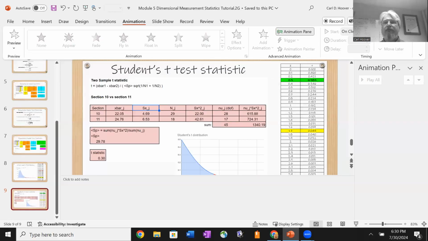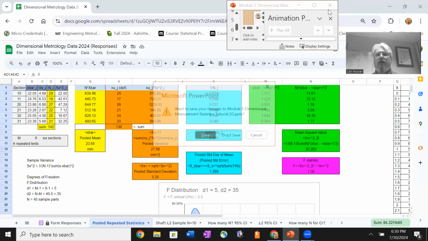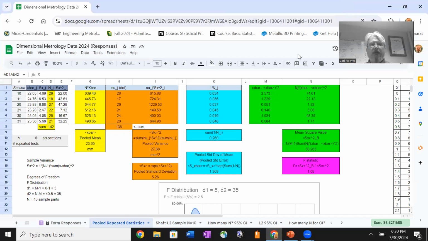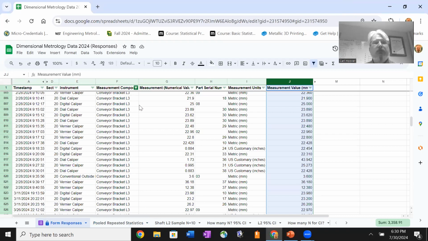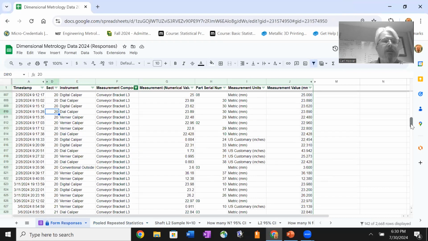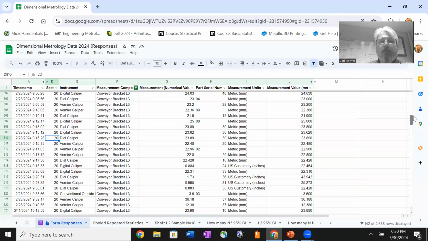So let's take a look at the data a little bit more closely, and we will move this down, move this way, and we'll just go right here. So here's our data, and let's first start by looking at our original form responses. We filtered down on conveyor bracket L3, and we see that we have several sections here. So if we look at the section column, section D, we have section 10, 11, 20, 21. We have quite a few data points there.